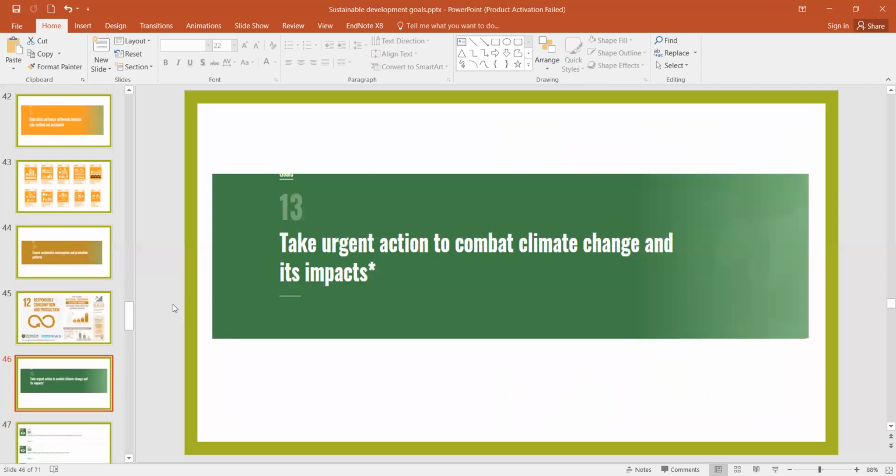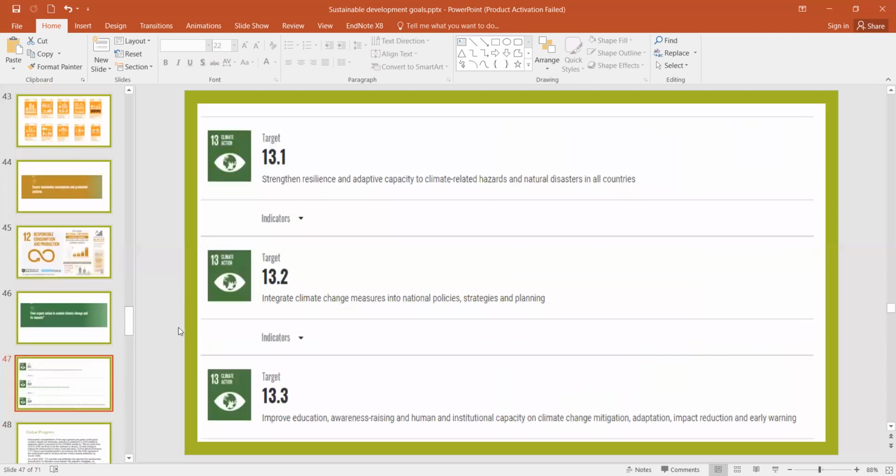SDG number 13: take urgent action to combat climate change and its impacts. Strengthen resilience and adaptive capacity to climate-related hazards and natural disasters in all countries. Integrate climate change measures into national policies, strategies, and planning. Improve education, awareness raising, and human and institutional capacity on climate change mitigation, adaptation, impact reduction, and early warning.